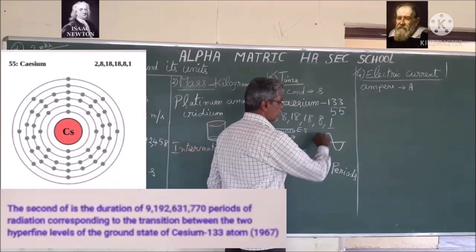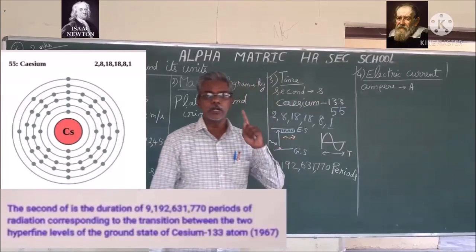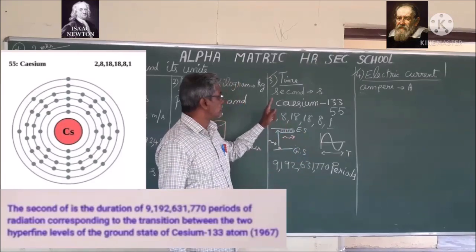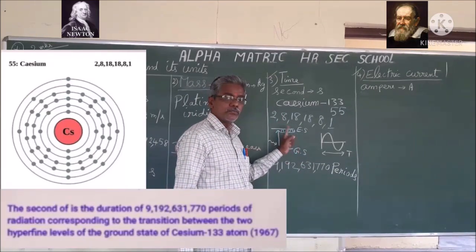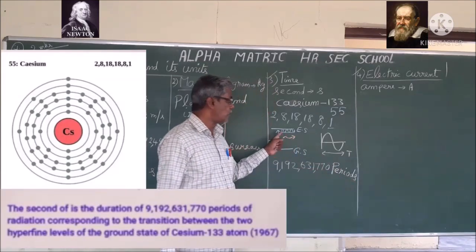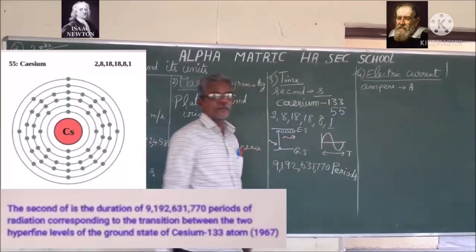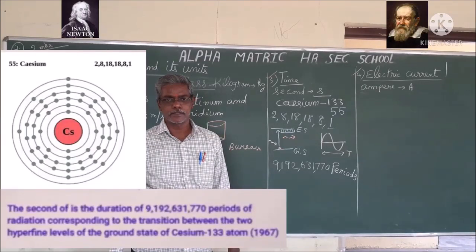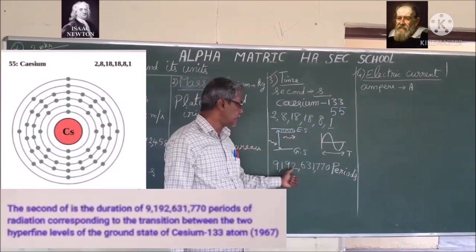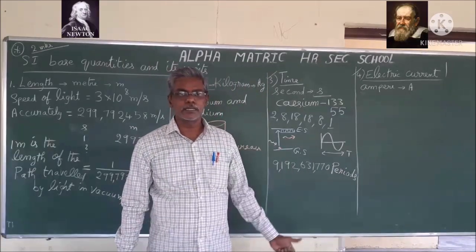For this full wave, it takes a time period of t. For one wave, the time period is 1. Now, if all these waves cover so many periods, then I can call it 1 second. Understood? So, how can I read this one? 9 billion 192 million 631,770 periods. It is clear.